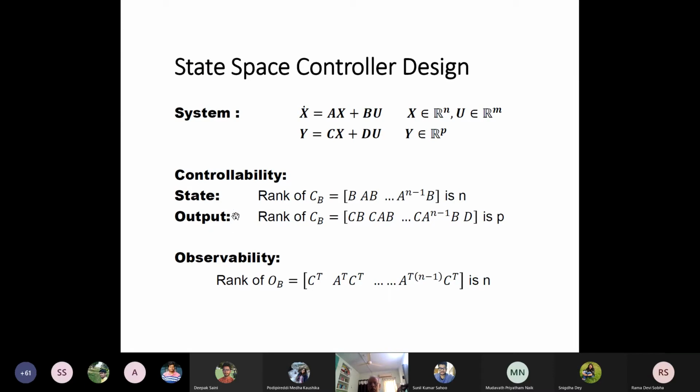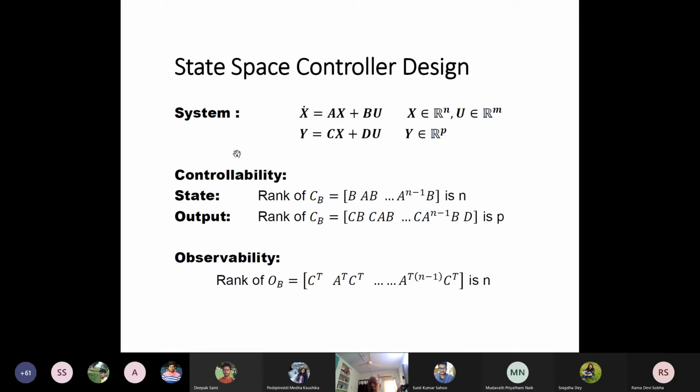Similarly, for output controllability, the controllability matrix will be augmented with C and D. So it will be CB, CAB, up to CA^(n-1)B, and D will be there, and the rank of this matrix will be equal to the number of outputs in the system, that is p, the order of the output. So this is basically the state and output controllability.